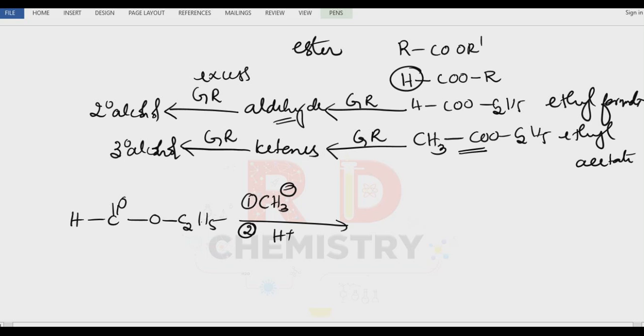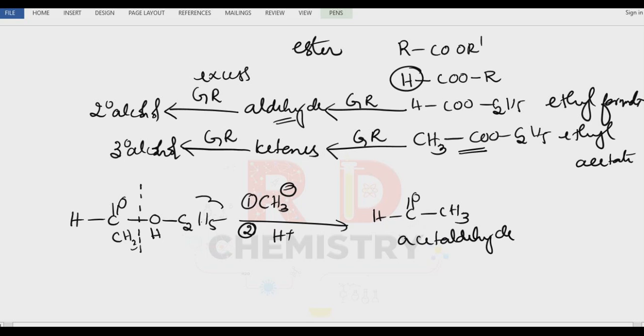So what will happen generally in this case is the C-O oxygen bond breaks. So you write CH3 on this side and hydrogen here. So it will give H C double bond O CH3, correct? This gives acetaldehyde. Remember, it gives acetaldehyde. And the other product is what? Ethyl alcohol. We are not interested in ethyl alcohol now. We are interested in the carbonyl compound here.